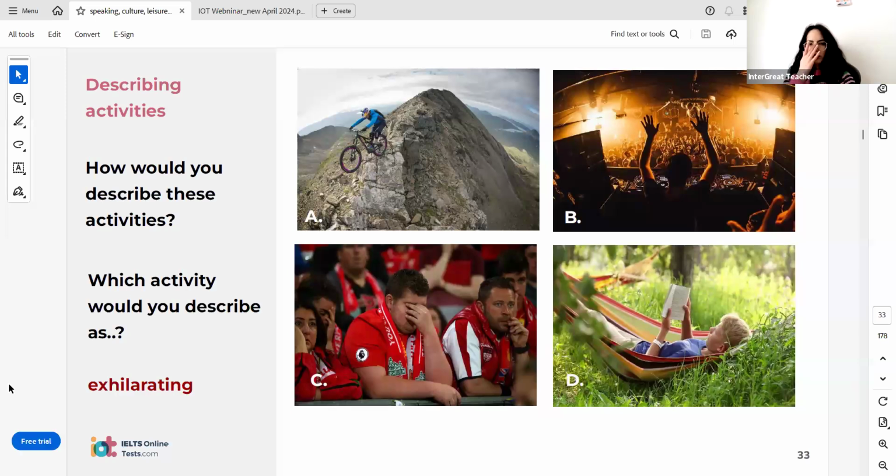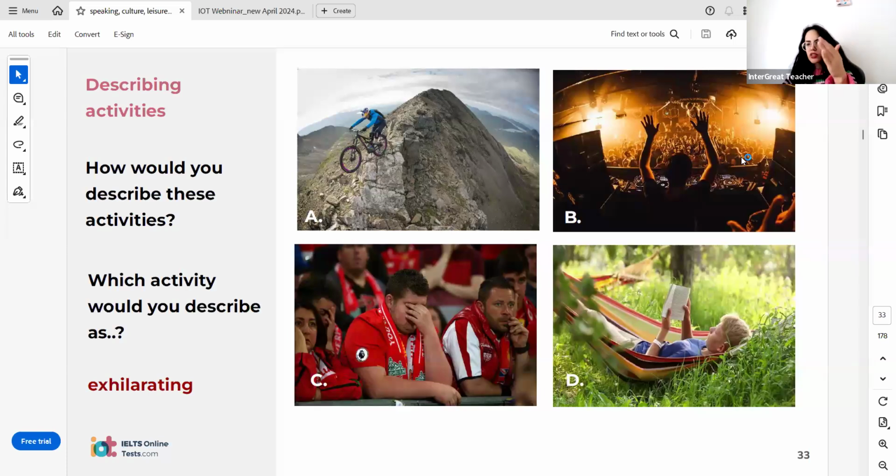Now, I am going to give you some adjectives. You tell me what it means and which activity you would describe, for example, as exhilarating. Do you know what exhilarating means? Exhilarating means something that makes you feel happy, excited, and full of energy. So which of these activities would you describe? B could be exhilarating. A definitely would be exhilarating. Yeah, either A or B.